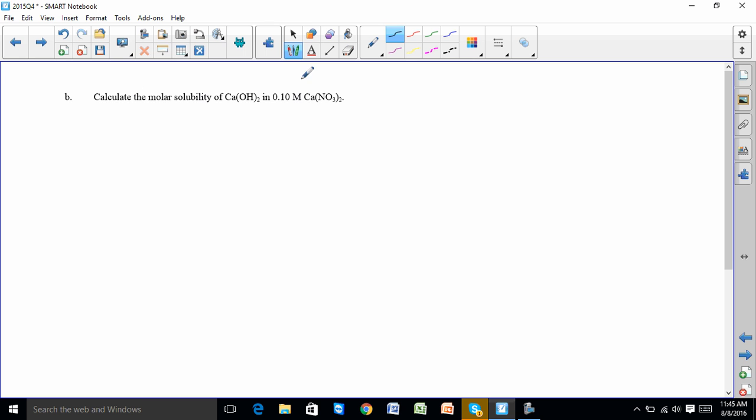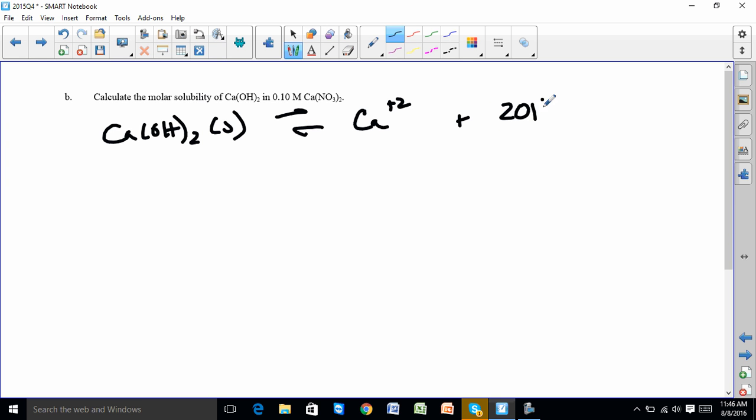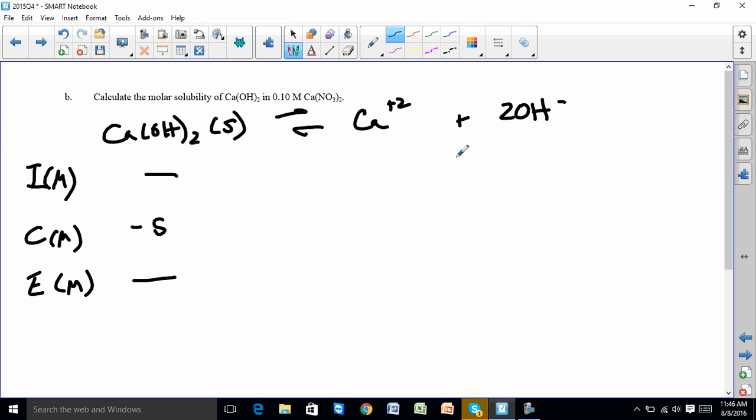B, calculate the molar solubility in 0.1 molar. This is a very difficult problem, but I love it. Here is our equation. Then with Ksp, the K means it's equilibrium, and you almost always set up an ICE chart, and this is molarity, and this is molarity, and this is molarity. Solids do not participate in equilibrium, but I'm going to put negative S here because S stands for solubility. Some of this goes away as it dissolves.